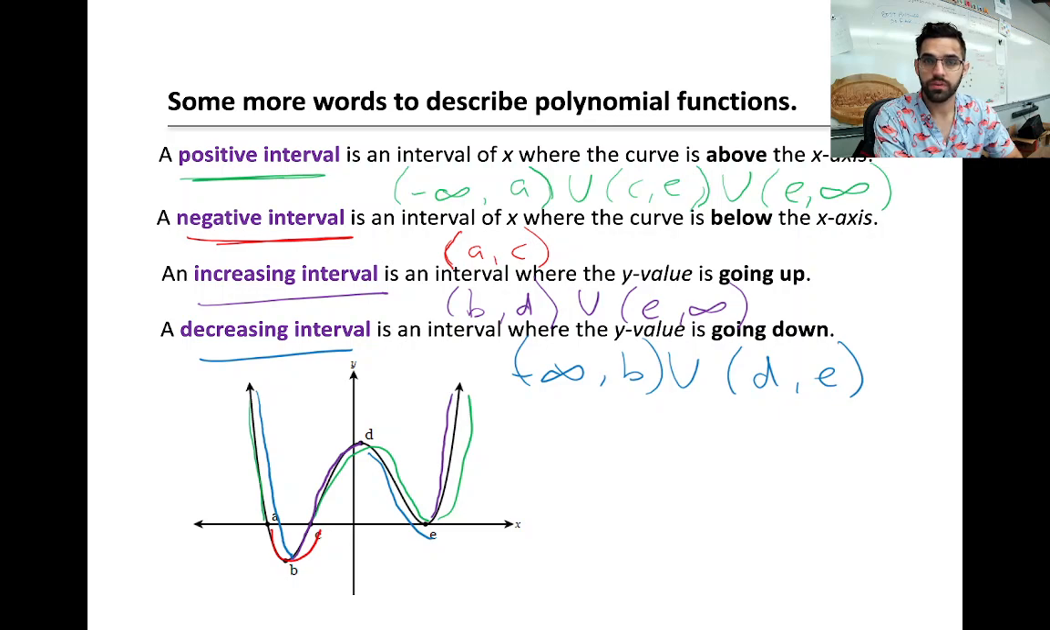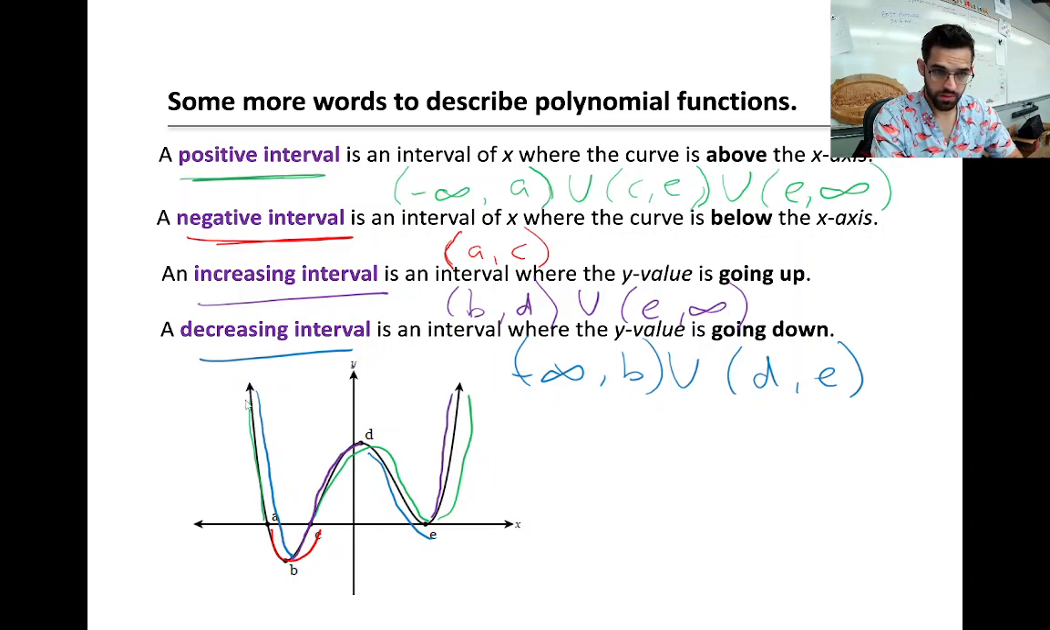All right, now increasing. Intervals where the y values are going up. And when we say going up, we mean just like when you're reading a book, left to right. As you move across the curve, starting at the left, going to the right, the y values are going up, it's increasing. If the y values are going down, it's decreasing. So increasing intervals from B to D, as we go from left to right, our y values are going up, up, up, up. So we're increasing on this interval. Also, from E to infinity, or E all the way to the right, we are also increasing. So BD in union with E to infinity.